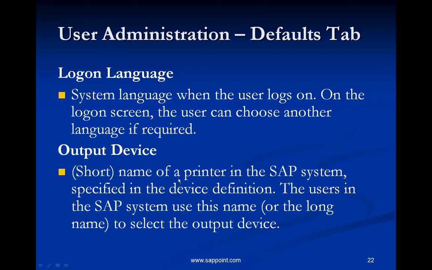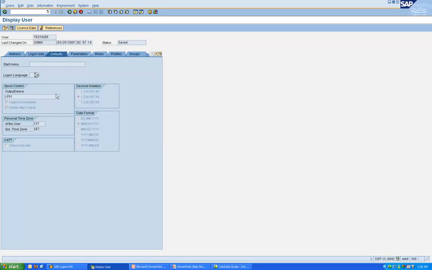Output device is a short name for the printer in the SAP system. So you can specify here, in this case, we have specified LP01, which means whatever the user prints will by default be printed to this particular printer.